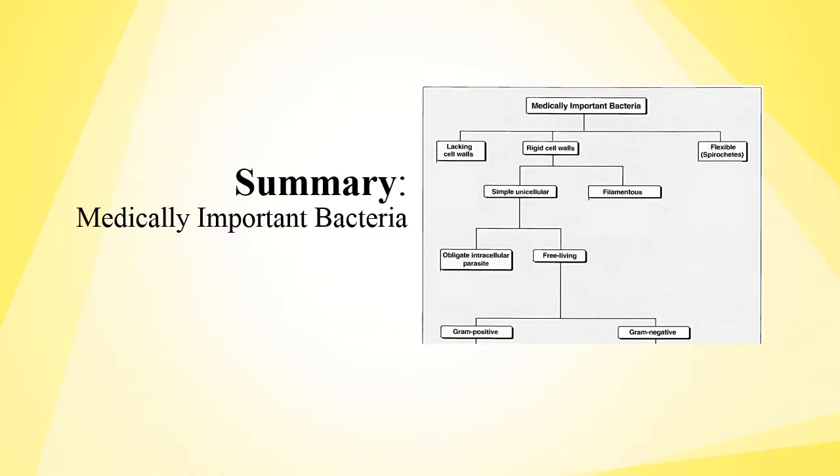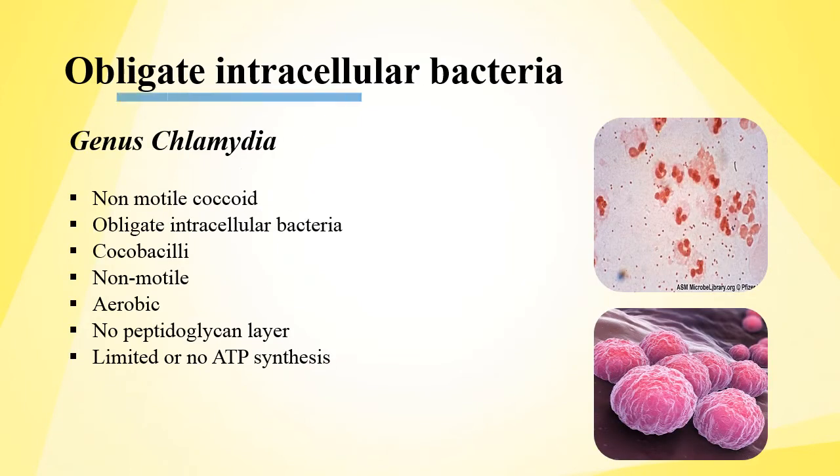Okay, we focus on the obligate intracellular parasites. Intracellular bacteria are bacteria that are capable of growing and reproducing inside the cells of a host, which is a eukaryotic cell when it comes to human infection. One of the important genera from this cluster is genus Chlamydia. Genus Chlamydia are a small group of non-motile coccoid bacteria that are obligate intracellular parasites of eukaryotic cells.